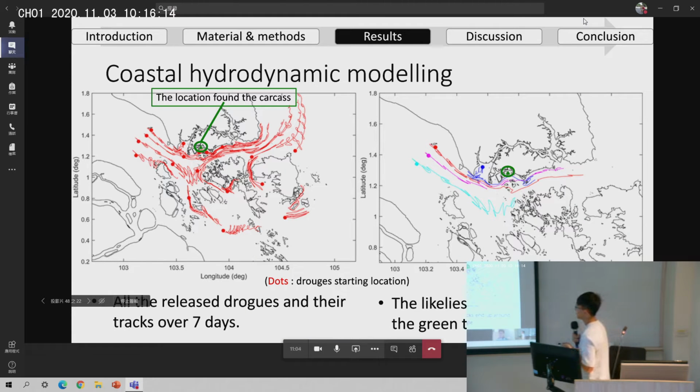And the modeling, you can see the picture, the triangle is the location of the carcass, and the dots are the drifter starting locations. And the lines mean their tracks over 7 days. So we chose the likely tracks that are around the location. So we got the 4 lines.